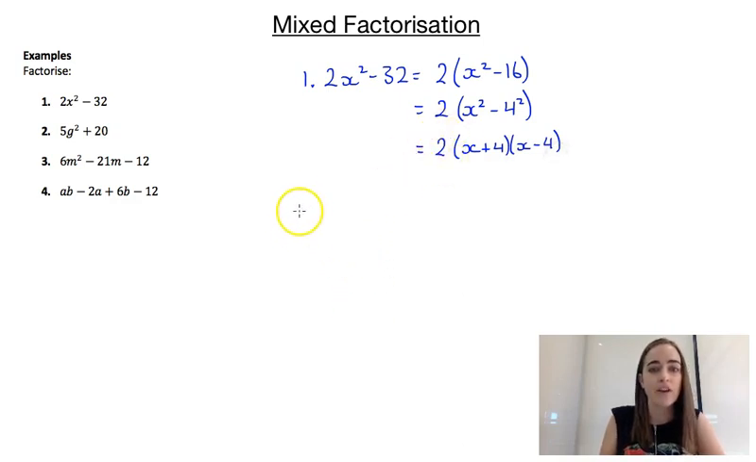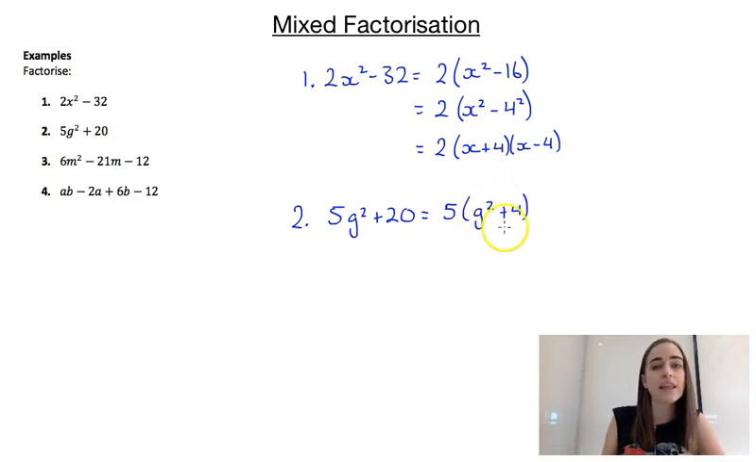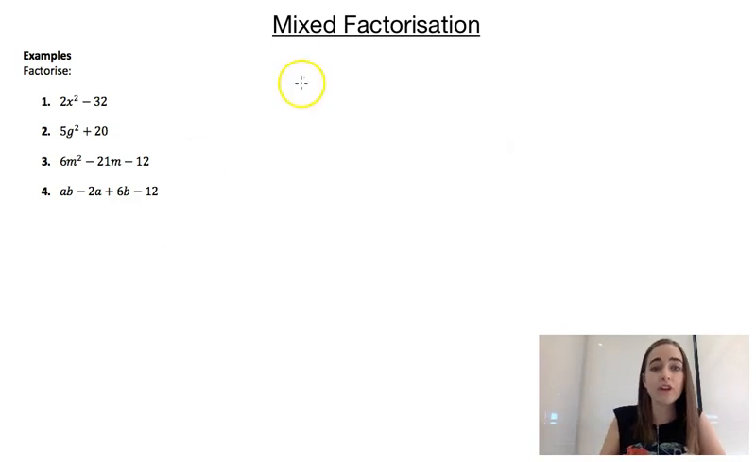For question 2, we've got 5g squared plus 20. So again, first step is always look for that common factor. In this one, our common factor is going to be 5. And we're going to have that outside of g squared plus 4. And then we can have a look at what's left in that bracket. Even though 4 is a square number, because that's a plus in the middle, not a minus, it's not the difference of 2 squares. And in this question, that's as far as we can go. That is fully factorized.